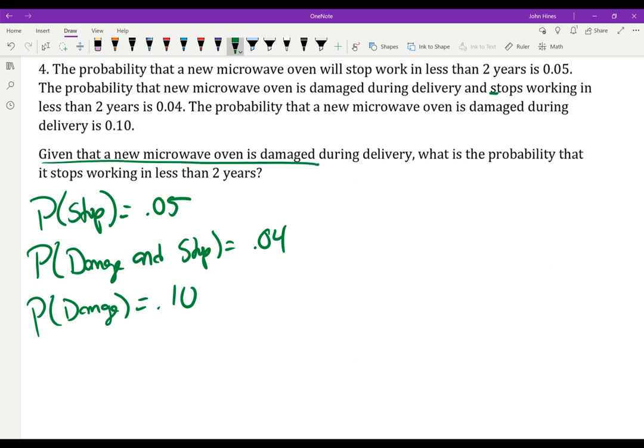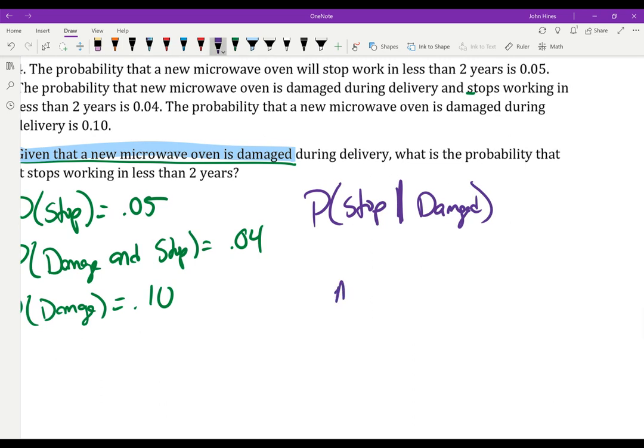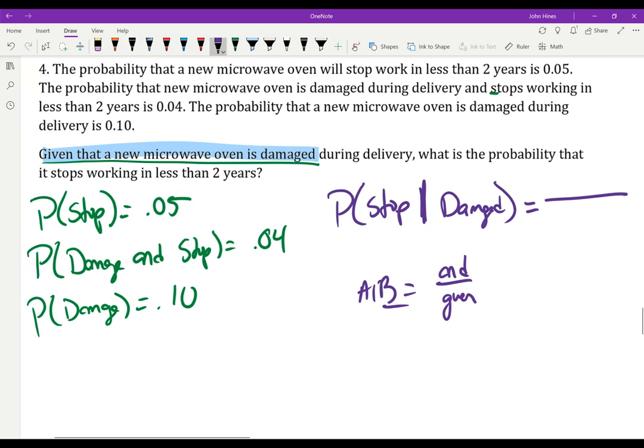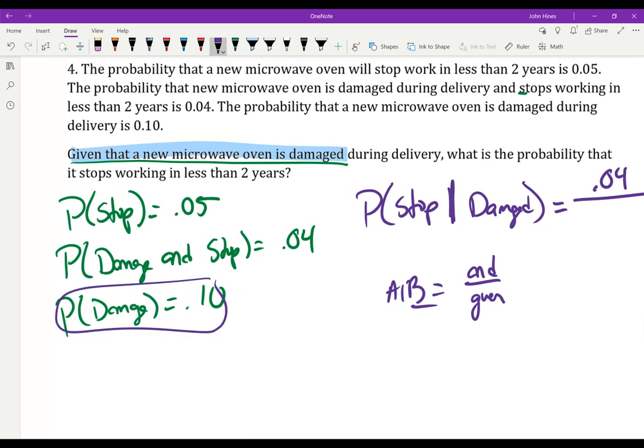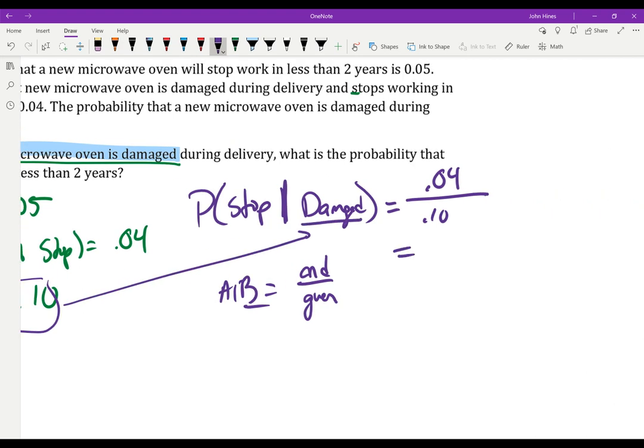Given a new microwave is damaged, so that's the given information here. What is the probability it stops working? So I want to know the probability that it stops working given it's damaged. So the formula A given B is and over the given. And over the given is how do I find a conditional, this given probability here. So the and probability goes up top. They both happen. Out of, I'm only picking from those that are damaged because that was my given condition. That's what goes in the denominator. So I end up getting 40%.